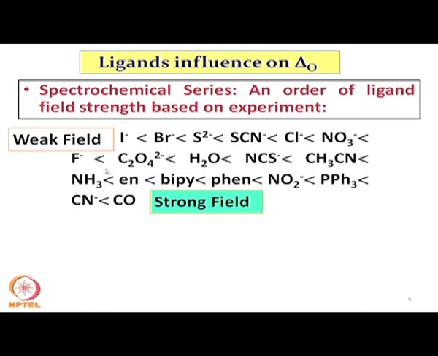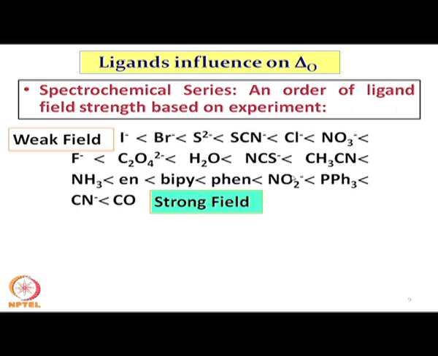So, ethylene diamine, which is a bidentate NN donor ligand, is followed by bipyridyl, which is stronger than ethylene diamine, in the stronger region. Then orthophenanthroline, which is still stronger than bipyridyl, then nitrite, then triphenyl phosphine, which is a very big ligand and a monodentate one also, but is a very strong field ligand. It is a neutral one like carbon monoxide, but is higher than our nitrite, and then we have cyanide and carbon monoxide.